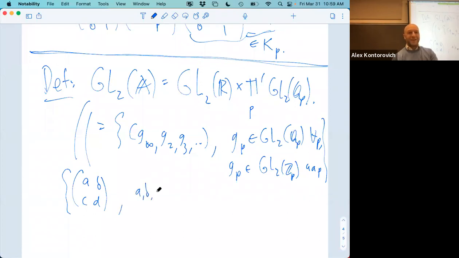So if I want to take A, B, C, D in the adeles, and I want to know that the determinant is invertible, right? AD minus BC is in the ideles. Why? The fact that these two things are equal is actually a theorem. This is not obvious. Why? First of all, why isn't it obvious that these two things are the same?